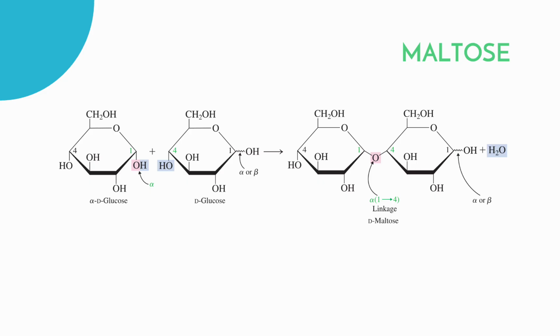So this one has an alpha 1,4 linkage as its name because the configuration of the monosaccharide on the left is an alpha configuration, and then what is being connected by the glycosidic linkage is the carbon number 1 from the hemiacetal monosaccharide and carbon number 4 of the other monosaccharide.